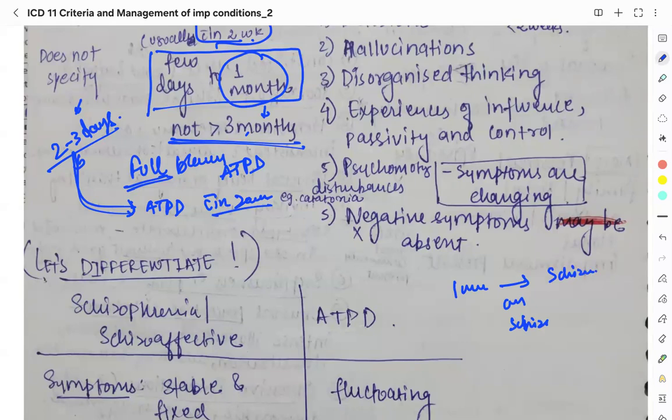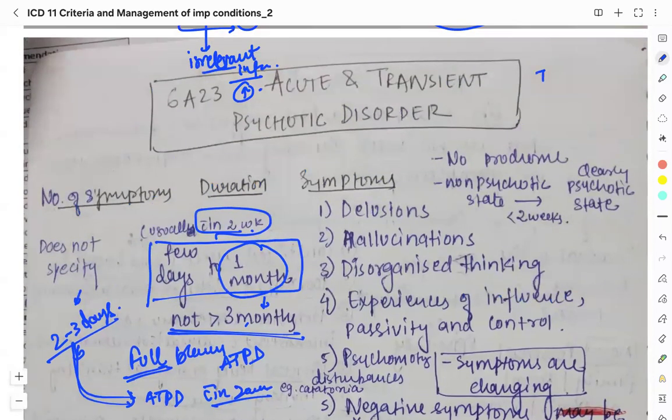Right. So ATPD in ICD-10 was not given for 3 months. But ICD-11 writes not more than 3 months. But it also specifically mentions that it usually lasts for 1 month. So ICD-10 writes 1 month, ICD-11 says 1 month, but also mentions not more than 3 months.